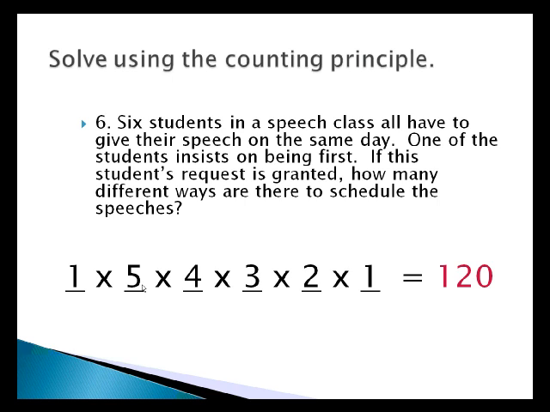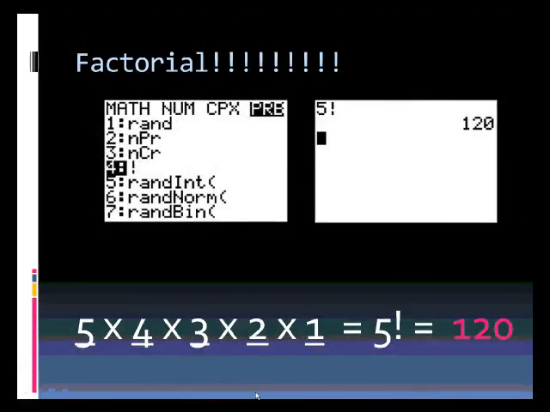So go ahead and press 5 on your calculator. Then go to Math. Arrow over to PRB. PRB stands for probability. If you arrow over to PRB and you look at number 4, you'll see that exclamation point. That is your factorial. So if we get 5 factorial, we can type in that exclamation point on my calculator and we'll get 120.